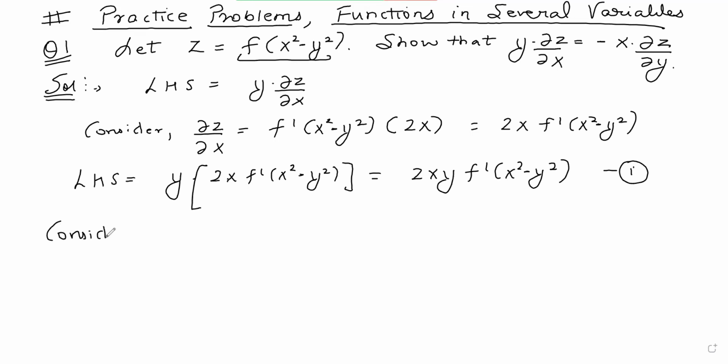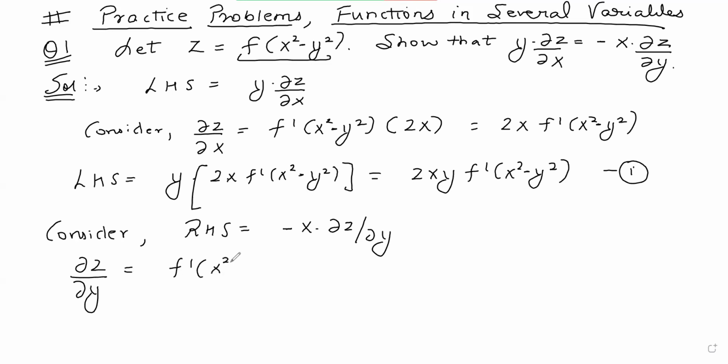Now let's consider the right hand side. The right hand side is minus x times del z over del y. Now let's calculate del z by del y. When you are finding del z by del y, that means you are partially differentiating the z function with respect to y, treating the variable x as a constant now. Again, it's a composite function. So first I have f dash x square minus y square times the derivative of x square minus y square partially with respect to y, which is minus 2y. So I get minus 2y f dash x square minus y square. So I've got del z by del y.